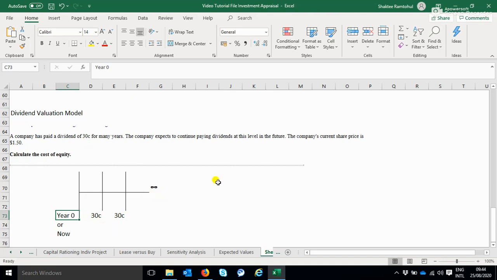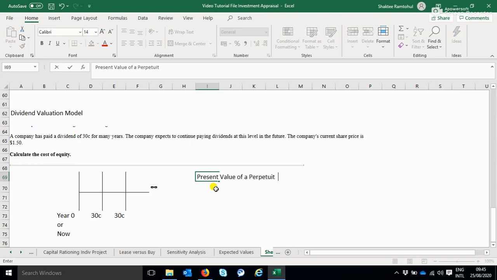Question: calculate the cost of equity. Now, before we calculate the cost of equity, remember, a share price, what you pay today, is equal to the future stream of cash flows, in our case, dividends, discounted to a present value today. I've explained this in the previous lecture. But here, this is a constant dividend. There is no growth in the dividend, or there is no growth in the cash flow. So isn't this a present value of a perpetuity, but with no growth? Just a present value of a perpetuity.